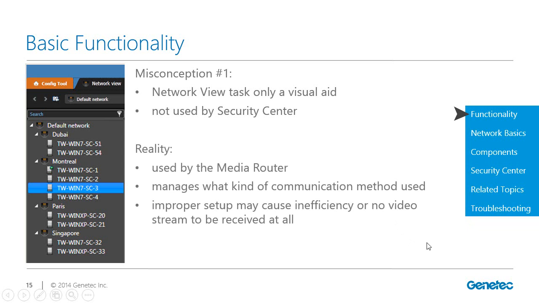The network view is actively used by Security Center to route the flow of traffic over your system. So this really needs to be set up correctly, or the traffic will not take the most efficient path over the redirectors, or may not get to its destination at all.